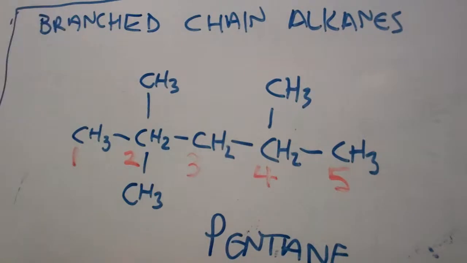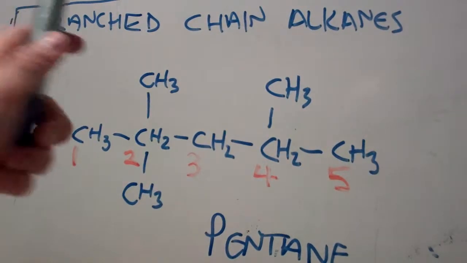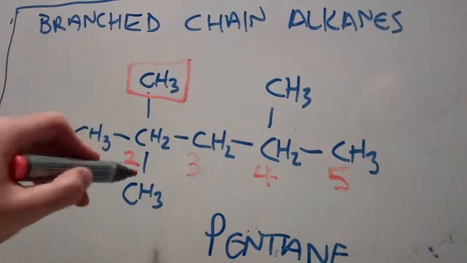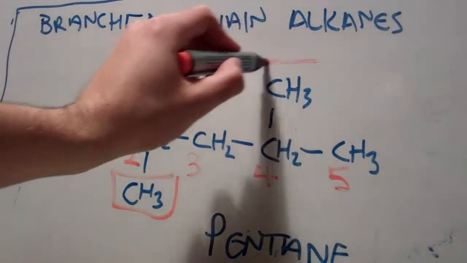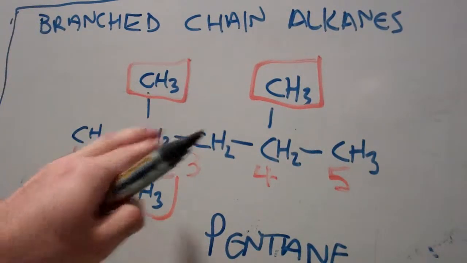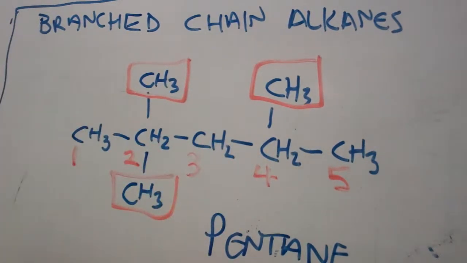4, 5. Now, we've got a branch on the 2nd carbon there, and we've got a branch on the 4th carbon. All these branches are methyl groups because they only consist of 1 carbon each. We've got 3 methyl groups this time: 2 on the 2nd carbon and 1 on the 4th carbon.